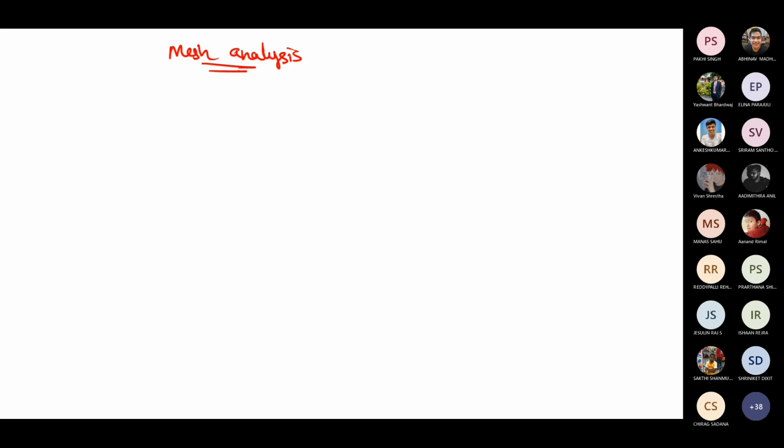Okay, so we'll see mesh analysis as an introduction because we are nearing the time. We'll have some introduction, then in the next class we'll see the problems. So what is mesh analysis? If I'm going to have any circuit, with resistors in series, parallel, whatever the combination, let us take that like this. I'm going to have a circuit like this.